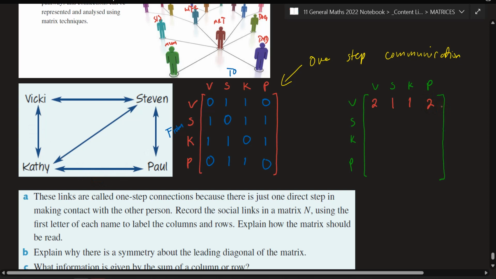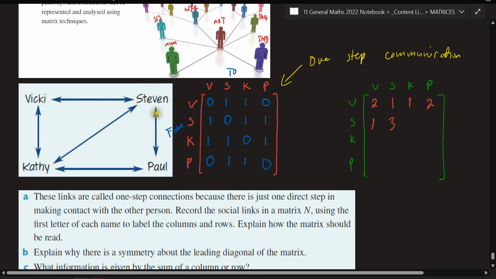We're up to Stephen now. Stephen to Vicky, I can see there's 1 there, and that's essentially it. Stephen to Stephen. As was mentioned, there's probably going to be at least 2 for most of these. Stephen to Vicky, back to Stephen is 1. Stephen to Kathy, back to Stephen is 1. And then Stephen to Paul, back to Stephen is another 1. So there's actually 3 2-steps for Stephen to Stephen.